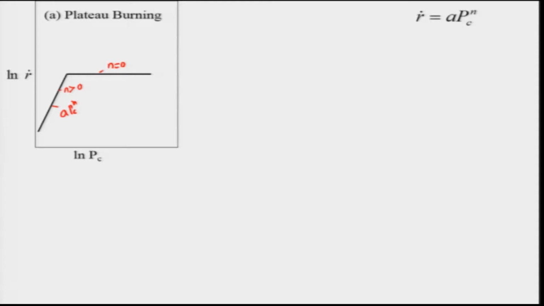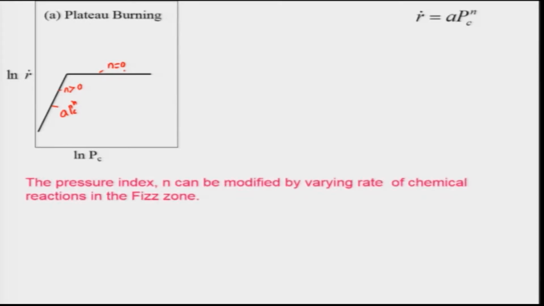Plateau burning is really more sought after, because the burning rate is not changing with respect to the chamber pressure. In other words, the thrust will not be changing with respect to change in the chamber pressure. That is a very good thing, but this is also problematic to some extent, because it may lead to instability and may extinguish at certain times, and most of the double base propellants experience this. The pressure index n can be modified by varying the rate of chemical reaction in the foam zone, what we have seen in the case of double base propellant.